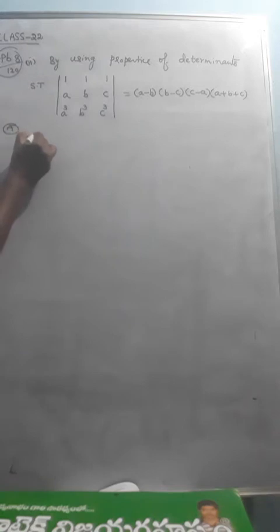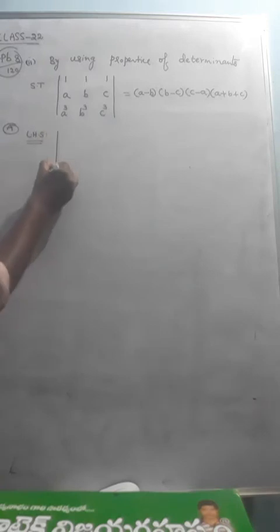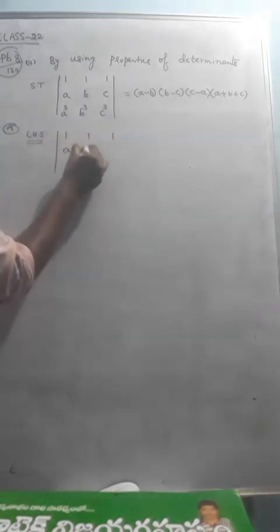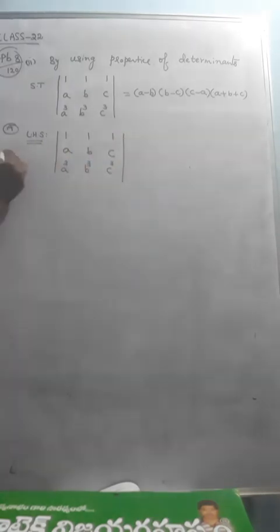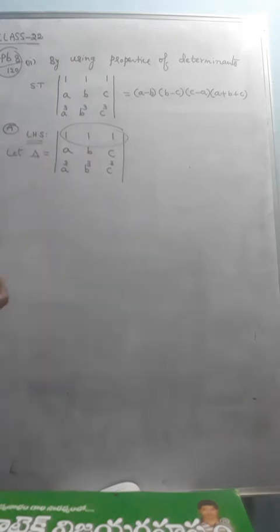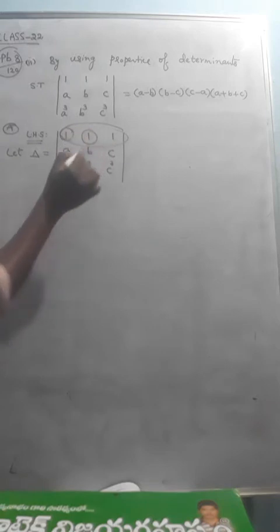Next, see the answer. I will take the LHS. So 1 1 1, a b c, a cube b cube c cube. I will assume this value delta. Let delta be equal to. See here, ones are there in this row. Any two ones you can make into two zeros. After that you will expand, you will get the right hand side part. If ones are there in the given problem, that is the easiest problem. So here I will change this value and this value into zeros by the help of properties of determinants.